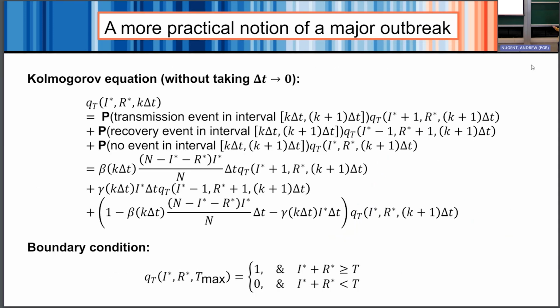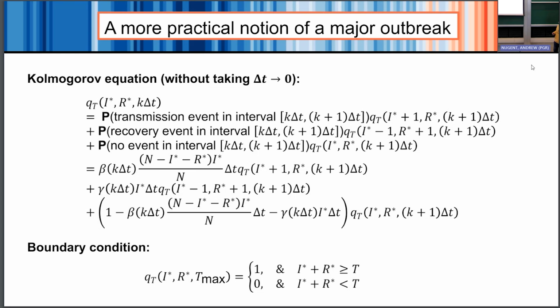And there's some more bad science communication here, just kind of dumping equations on the screen. But essentially they're the same equations as before, but we don't let delta t, the time between events, go to 0. So this is like a discrete Kolmogorov equation. And the other thing here is we use a boundary condition, which is given by that.